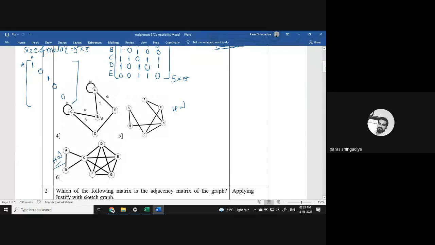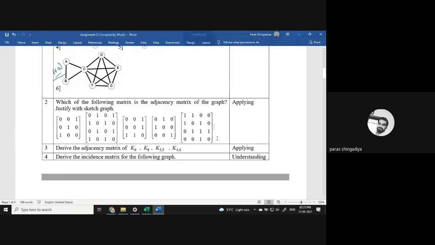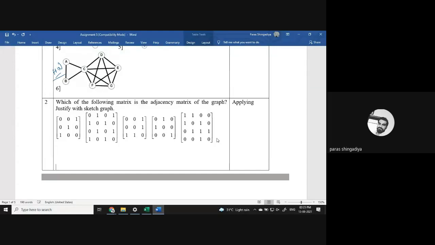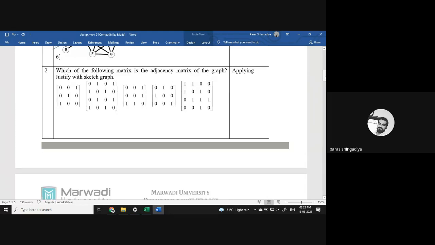Okay. So let's start question number 2. In question number 2, we have some matrices given. And the question is to verify whether the given matrix is an adjacency matrix or not. And then also draw the graph based on the adjacency matrix. Clear? So how can we verify the given matrix is an adjacency matrix? What are the conditions to verify it?